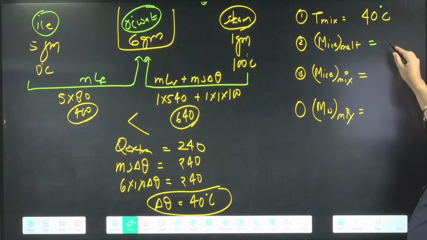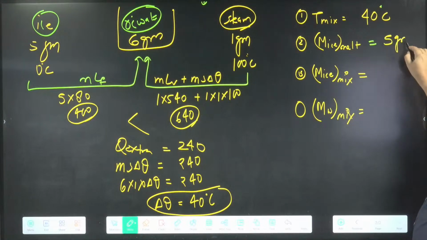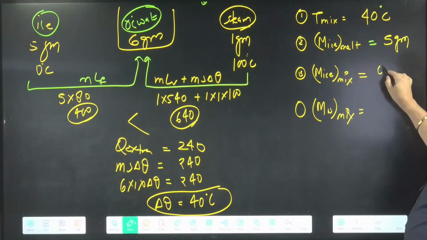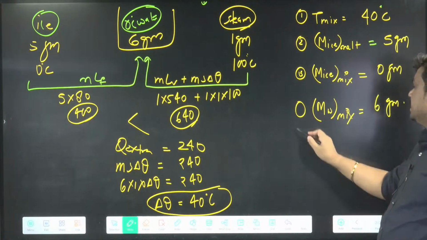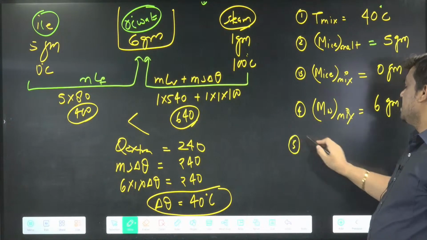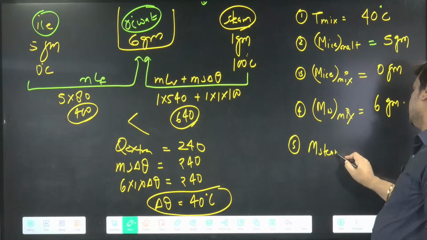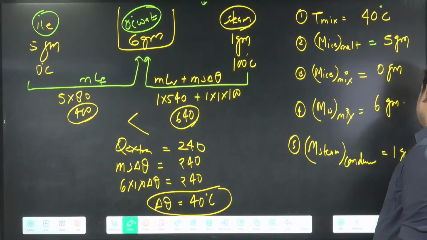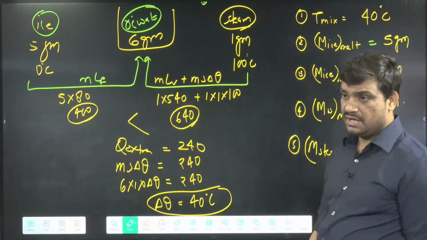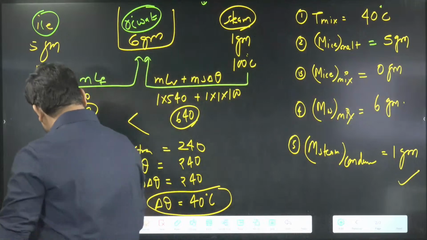So the temperature of the mixture becomes 40 degrees Celsius. Mass of ice that will melt: total ice will melt, so it is 5 gram. How much steam will be there in the mixture? 0 gram. Total water will be 6 gram. And number 5, mass of steam condensed: how much steam will condense? Total 1 gram steam will condense. I hope this is clear.